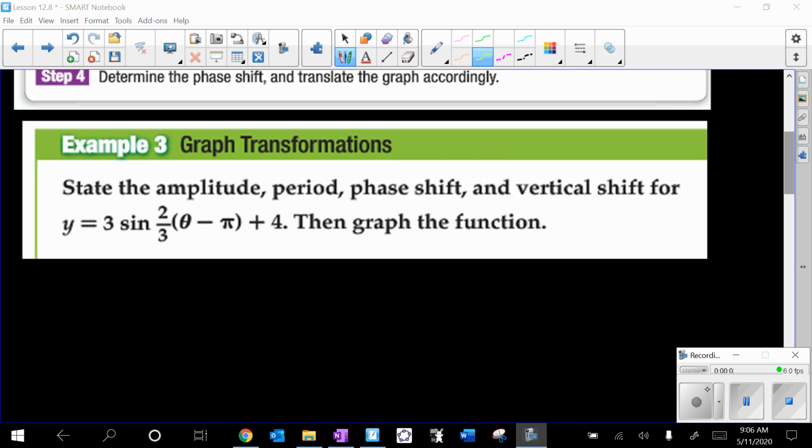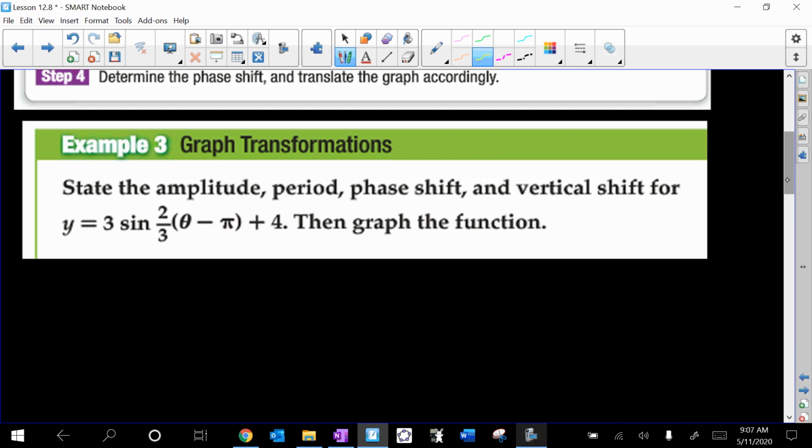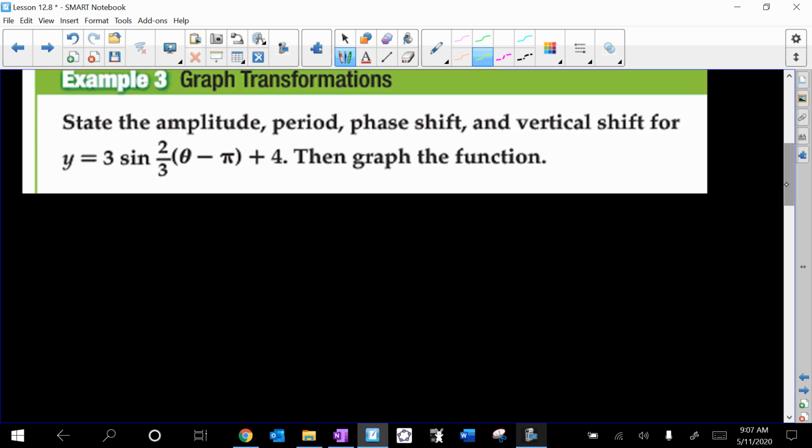We're going to do one that puts everything all together now. So we're going to have to find the amplitude, period, phase shift, and vertical shift. But this time, instead of dealing with degrees, we're going to deal with radians. You can see that we're going to deal with radians because instead of using degrees like 360 or something like that in here, they're using pi.